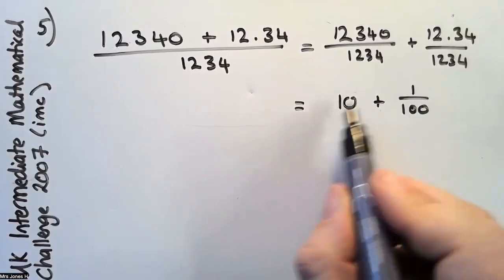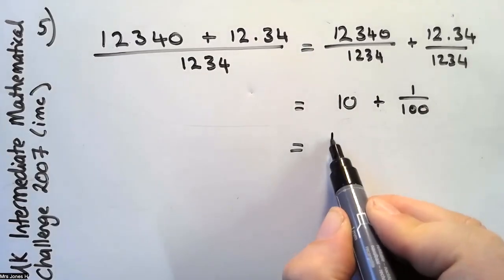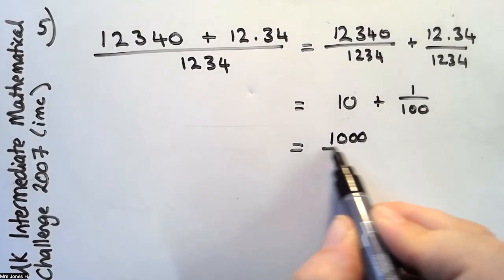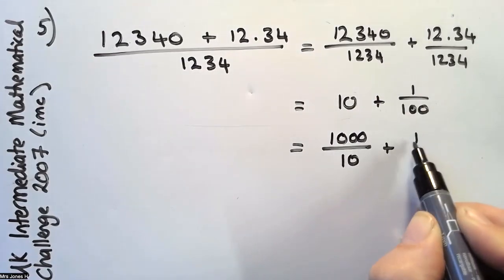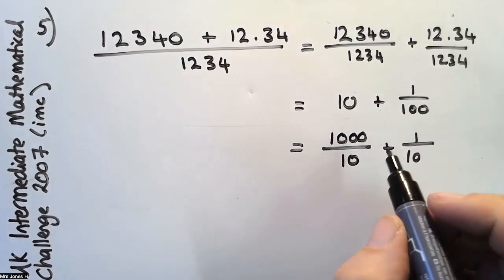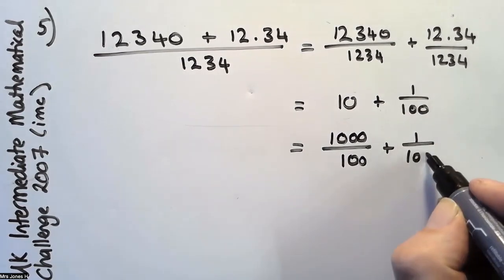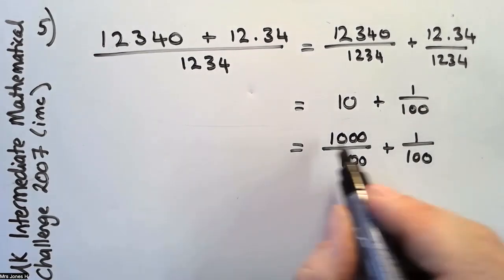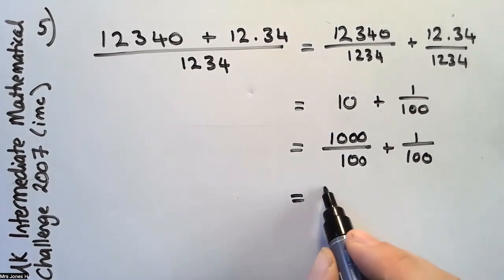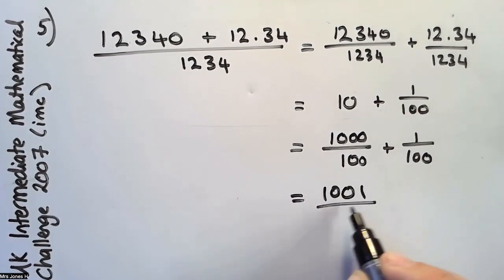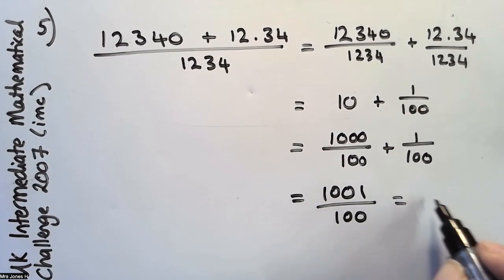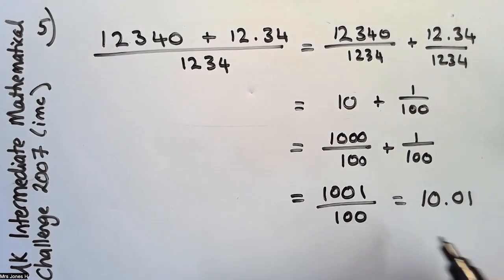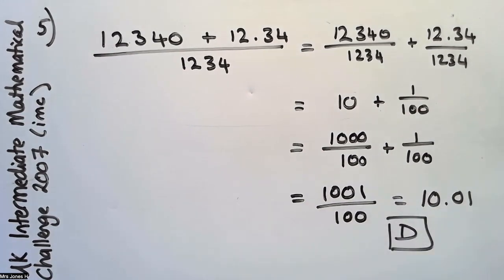If I put this as over 10 equivalent fractions, right, this one, 100 and 100, this is 100 plus 1, which is 1,000 plus 1. And the answer is D.